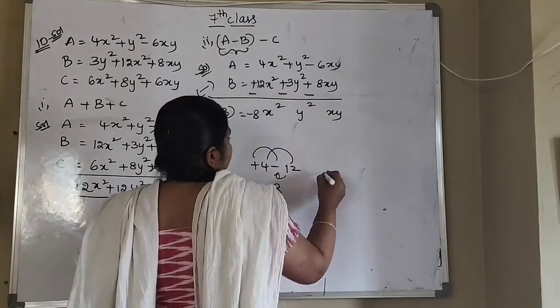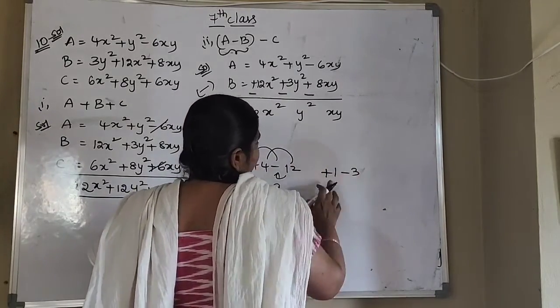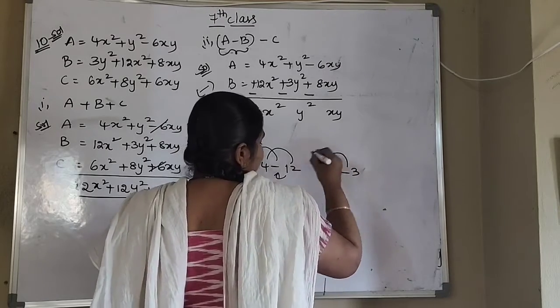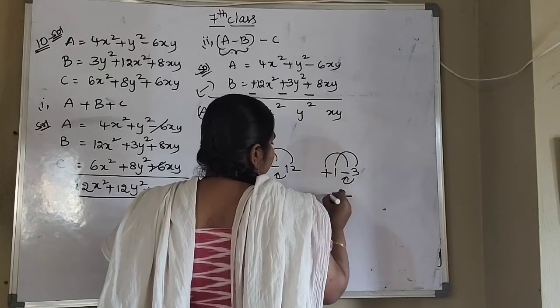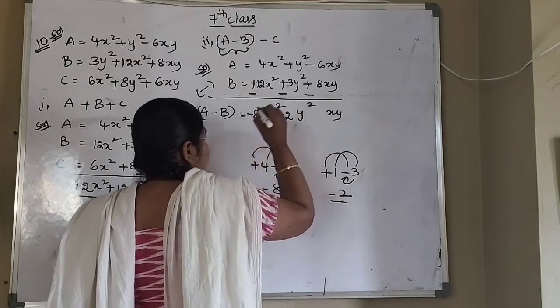Now come to this part. So plus 1 minus 3. Plus 1 minus 3 will be plus into minus is minus. 3 minus 1 will be 2. Bigger number sign is minus. So you got minus 2 here.